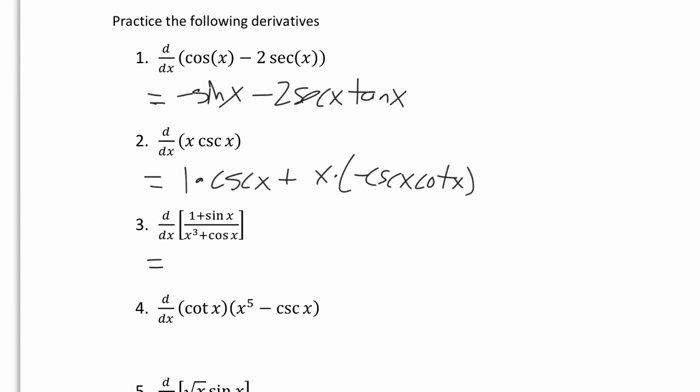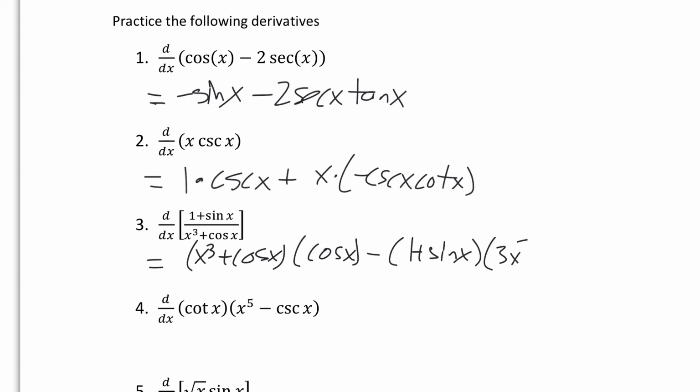Ooh, the next one looks like an ugly quotient rule, so we get low, d high, less high, d low, over the denominator squared we go.